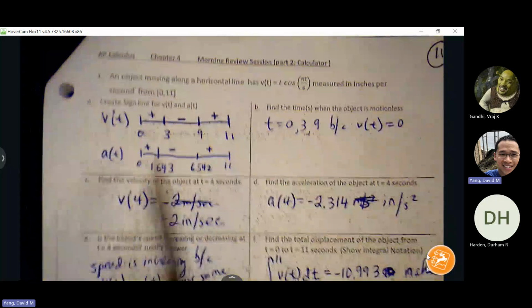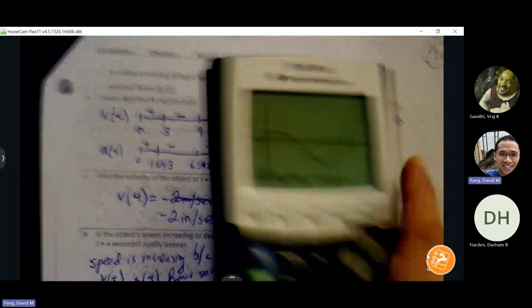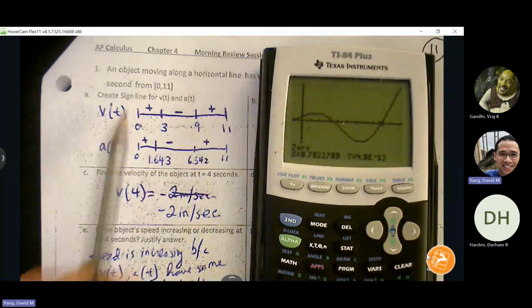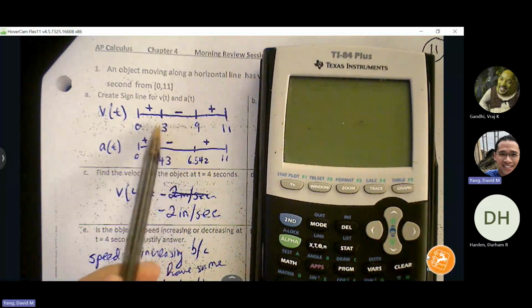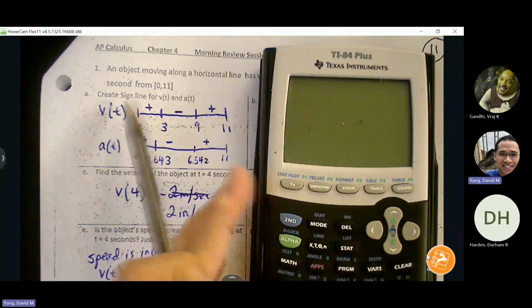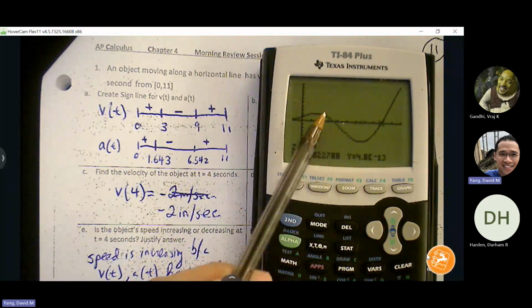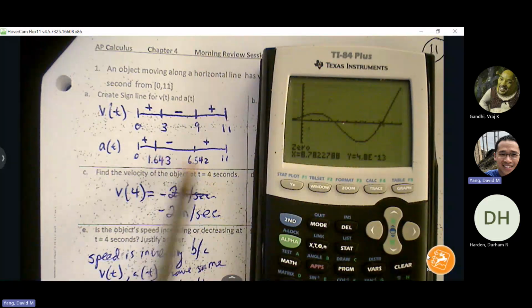Yeah, so 1A, you graph the function. Okay. And then you look for your x-intercepts. Your x-intercepts will tell you where velocity is 0. And then your peaks and valleys will tell you where your acceleration is 0, or where your critical points are for acceleration.